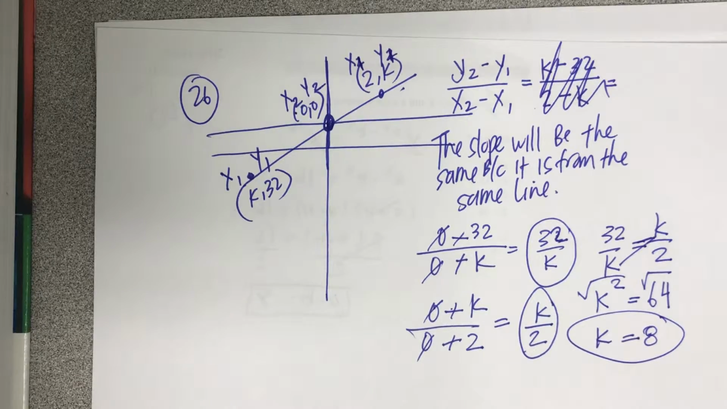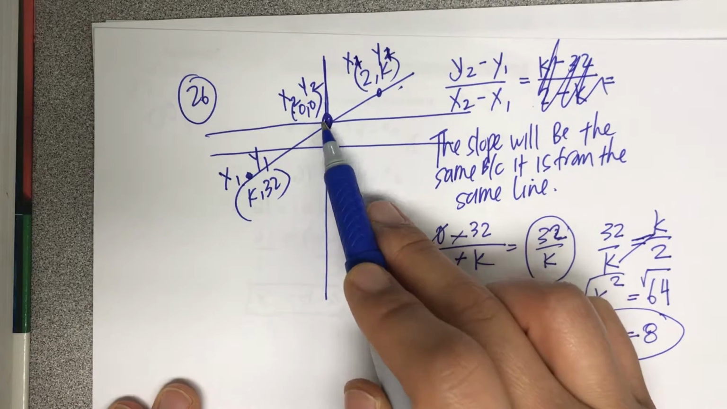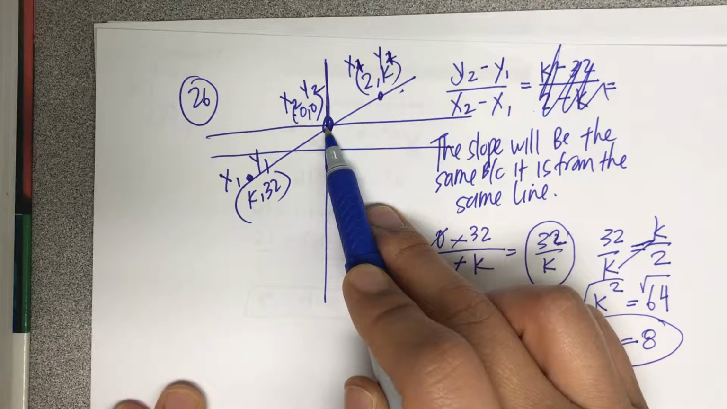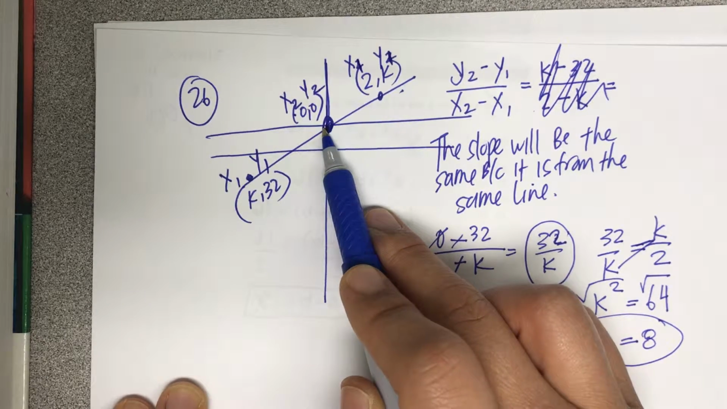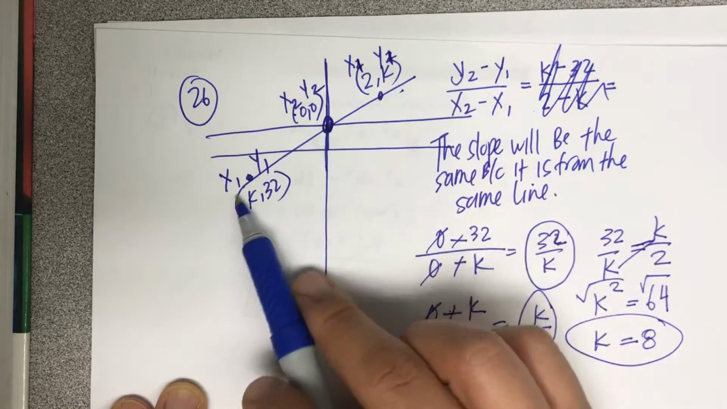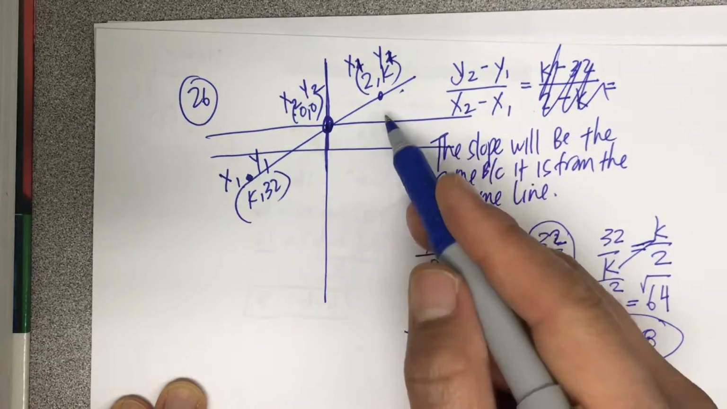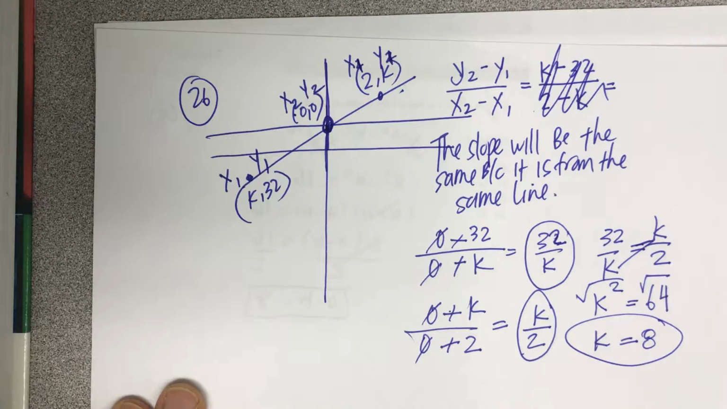So again, to review, we got 2 points, and a third point, which is the origin. If you know the slope formula, you know that you could plug in and find 2 separate slopes that include these points in them. The slopes are equal because they're from the same line. Therefore, you could solve for k.